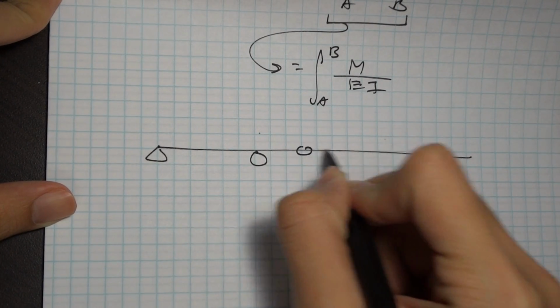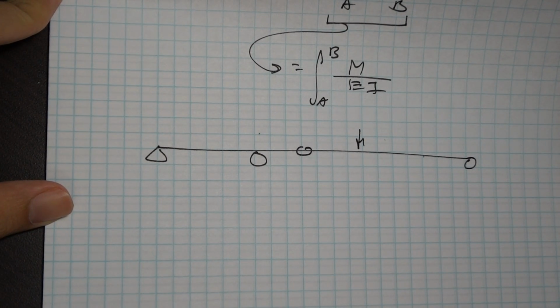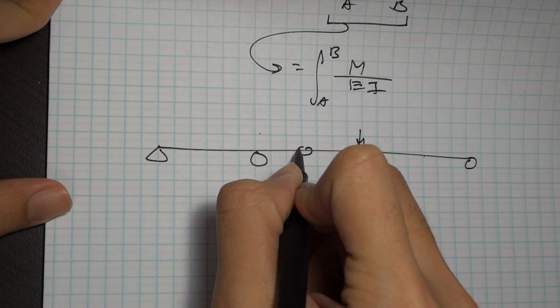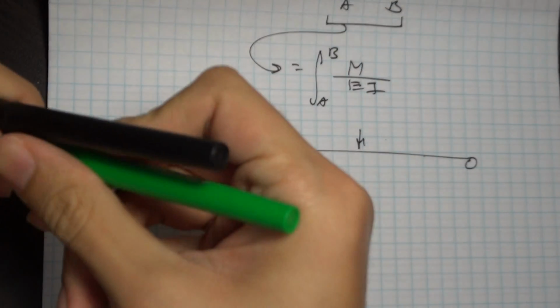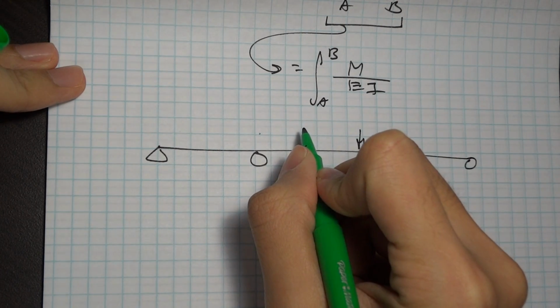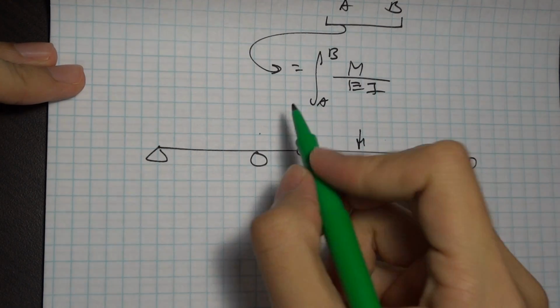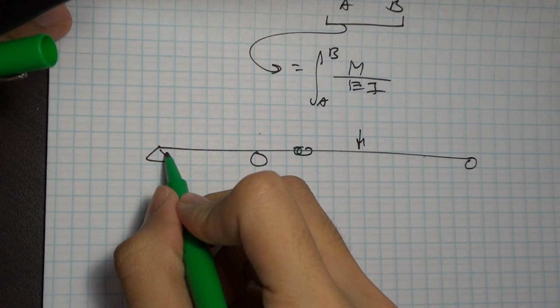We have a roller, we have a hinge, we have a point load, and we have a roller. We want to find the slope at this point. We want to find the slope here. Now, normally, before you were working with the cantilever, I believe, and the cantilever has a zero slope at the beginning. Here, however, we have a non-zero slope.